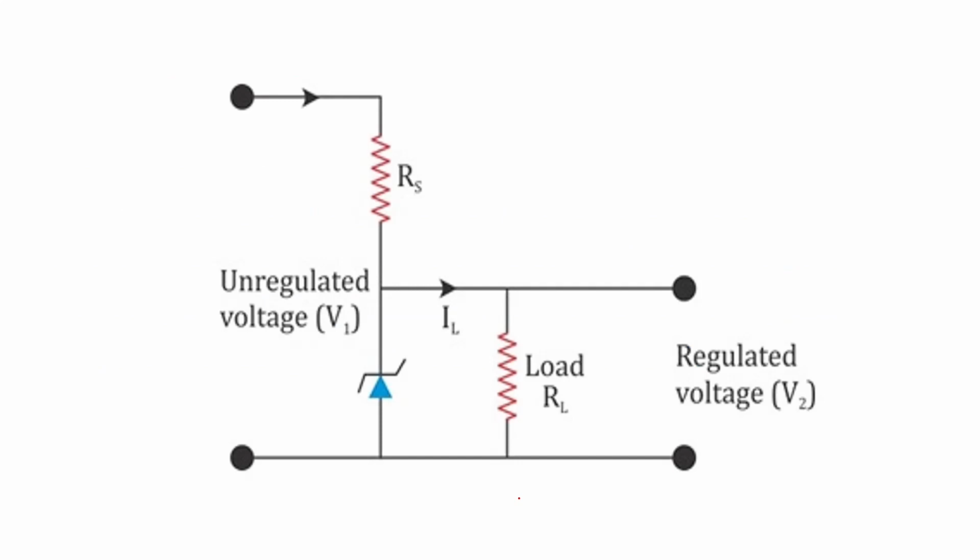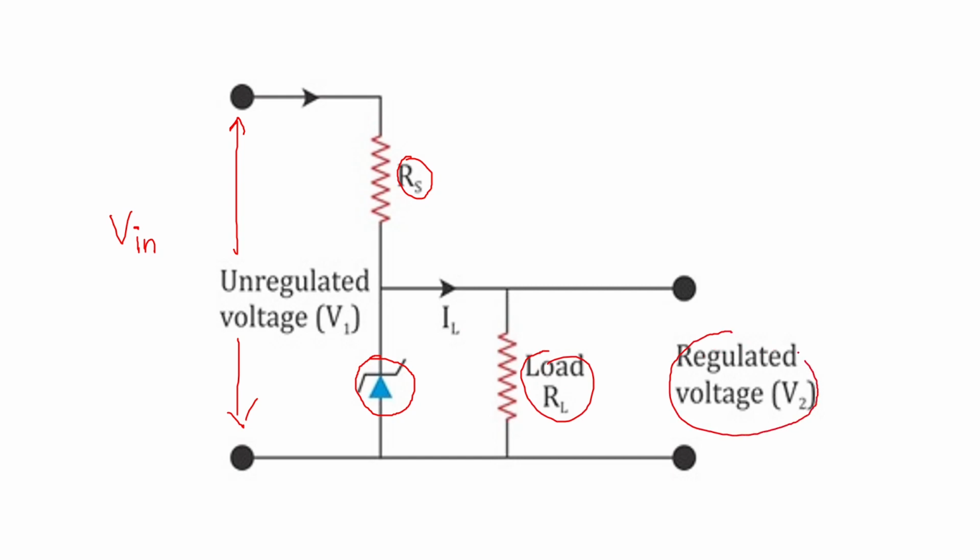So here is the circuit of the Zener diode as a voltage regulator. The input we have given is an unregulated voltage. We will name it the input voltage V in. It is not regulated, it is not constant, it is going to vary. You have a resistance RS here, and your Zener diode, which is connected in reverse bias condition. Then you have a load RL, and here you have the output voltage, which is the regulated voltage, VZ.